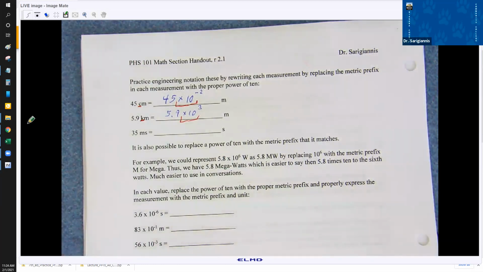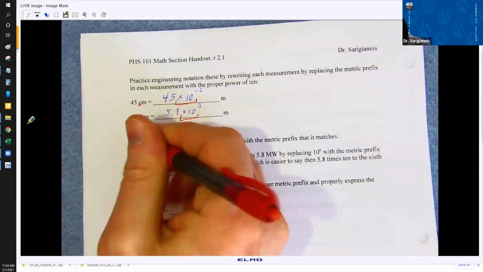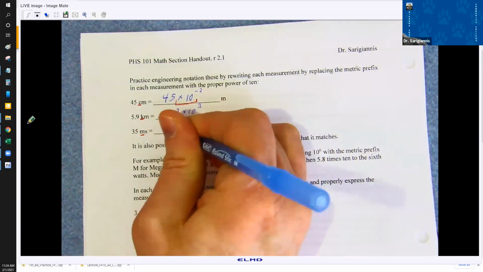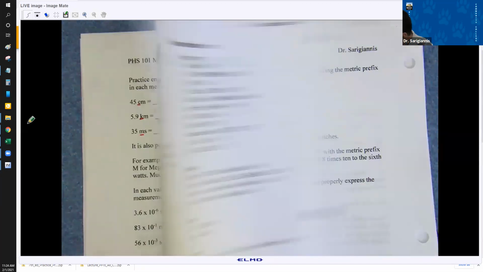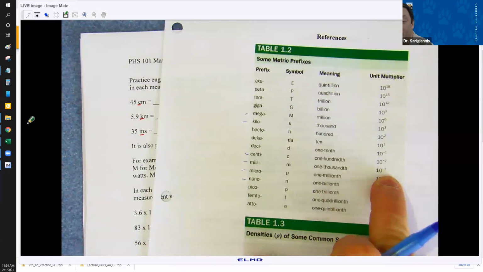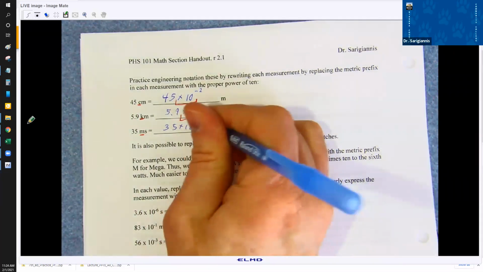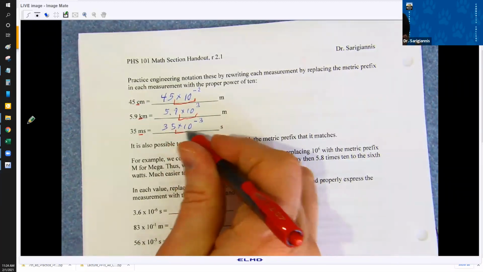All right. Oh, I was going to do this last one. So this M is a milli. So this is 35 times 10 to the milli. It's 1,000th. It's minus third. 10 to the minus third seconds. So 35 milliseconds. That's what they measured.